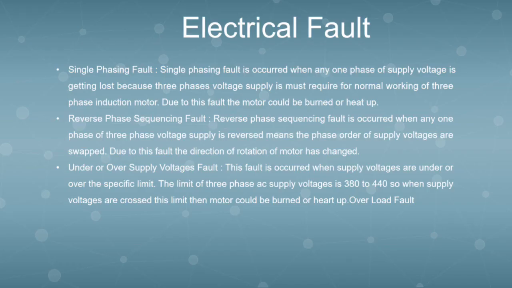Thank you. So, basically, there are three types of classified faults, which are electrical, mechanical, and environmental faults. Firstly, I would like to explain electrical faults. Firstly, there is single-phasing fault. It can occur when any phase of the supply voltage is lost. Secondly, there is reverse phase sequencing fault. It can occur when any of the three phase voltages is reversed. The third one is under or over supply voltage fault. It occurs when supply voltages are outside the specific limit, which is usually between 380 volts to 440 volts.